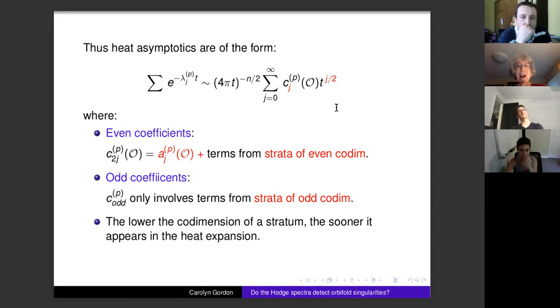And the odd coefficients, the ones that give you the half powers, only involve terms coming from strata of odd codimension. So in particular, it's easier to detect strata of odd codimension because they don't get mixed up with the other part of the invariants. And the lower the codimension of a stratum, the sooner it will appear in the heat expansion.